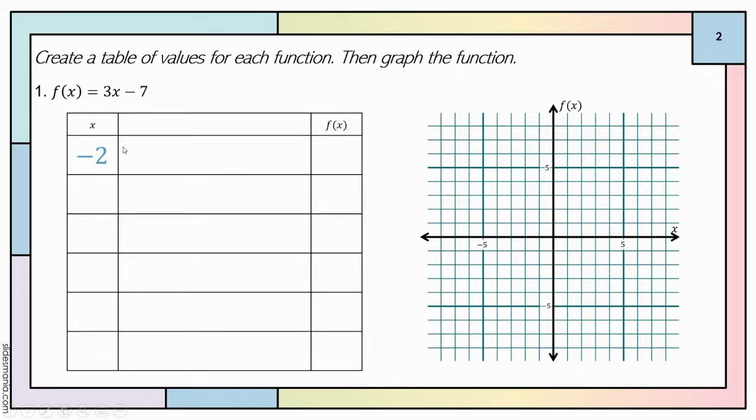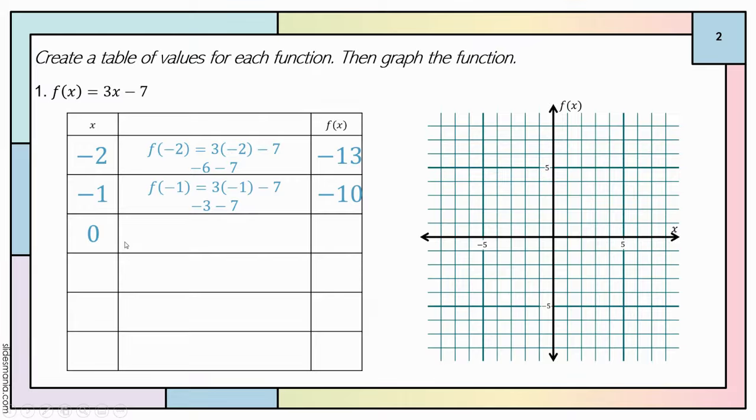So I'm going to find f of negative 2. If I put negative 2 in for x, what do we get out for f of x? So 3 times negative 2, I do the multiplying first, and I get negative 6. Then I subtract. Negative 6 minus 7 gives me negative 13. Next, I'm going to evaluate the function for x being negative 1. So f of negative 1, I multiply 3 times negative 1 to get negative 3. Negative 3 subtract 7 gives us negative 10.